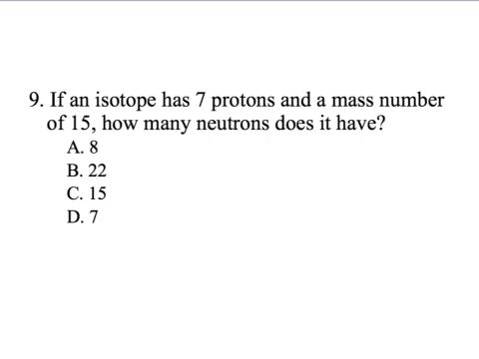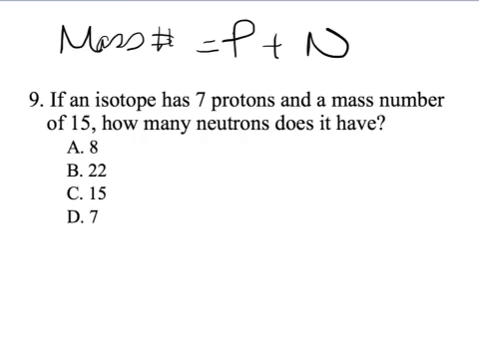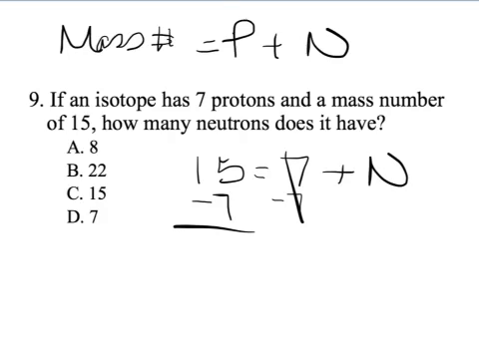If an isotope has 7 protons and a mass number of 15, how many neutrons does it have? Again, mass number equals protons plus neutrons. So it has 15 equals 7 plus N, the number of neutrons. Subtract 7 from both sides. So the correct answer is 15 minus 7, which is 8.